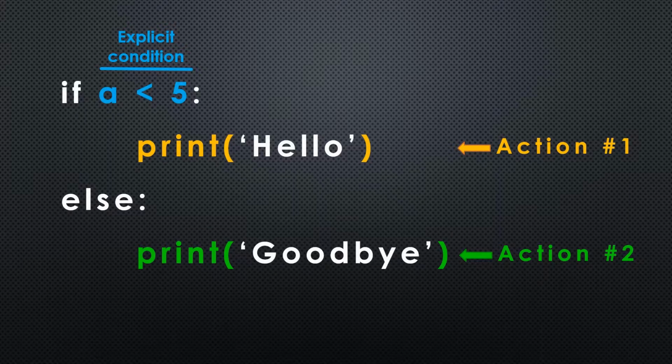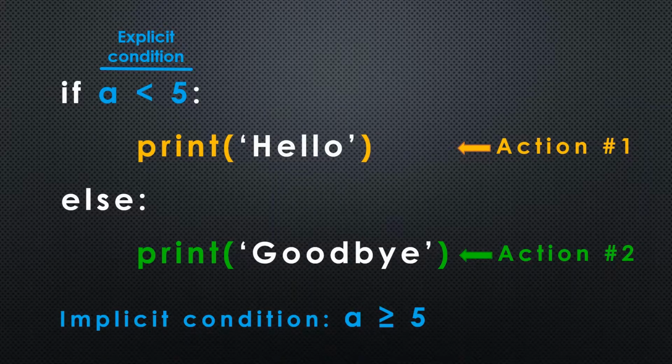It is therefore possible to think of the else statement as representing an implicit condition, which is the opposite of the explicit condition contained in the if statement. As I'm sure you've already figured out, in this example, the implicit condition would be for A to be greater or equal to 5. Let's now see a practical example.